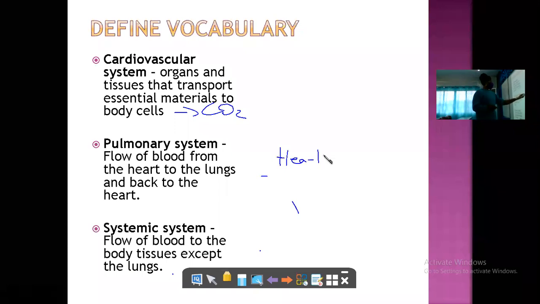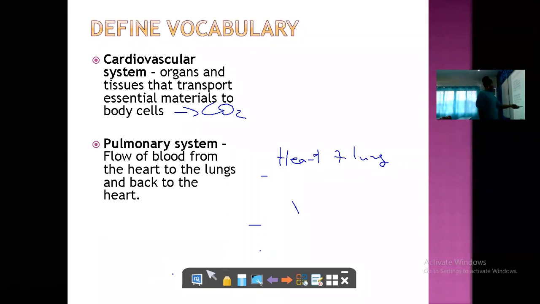While the systemic circuit involves the flow of blood between the rest of the body and the heart, excluding the lungs. The systemic circuit involves the flow of blood within the rest of the body, plus the heart, excluding the lungs. Okay?